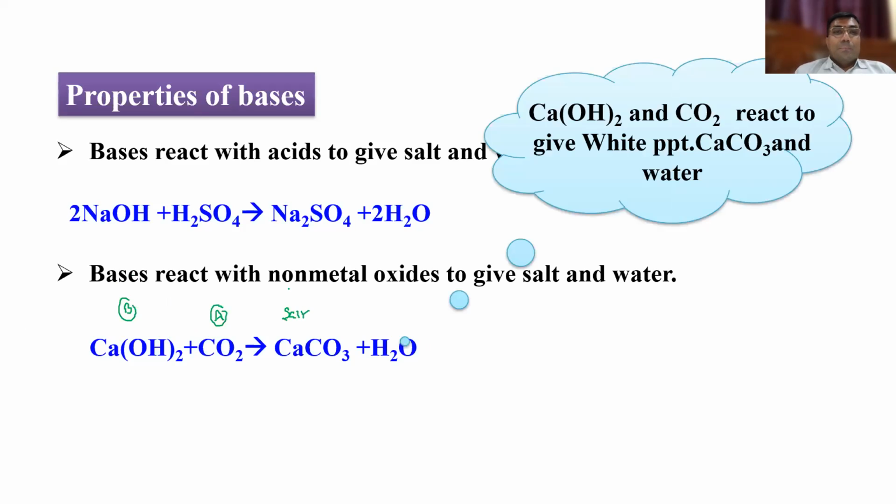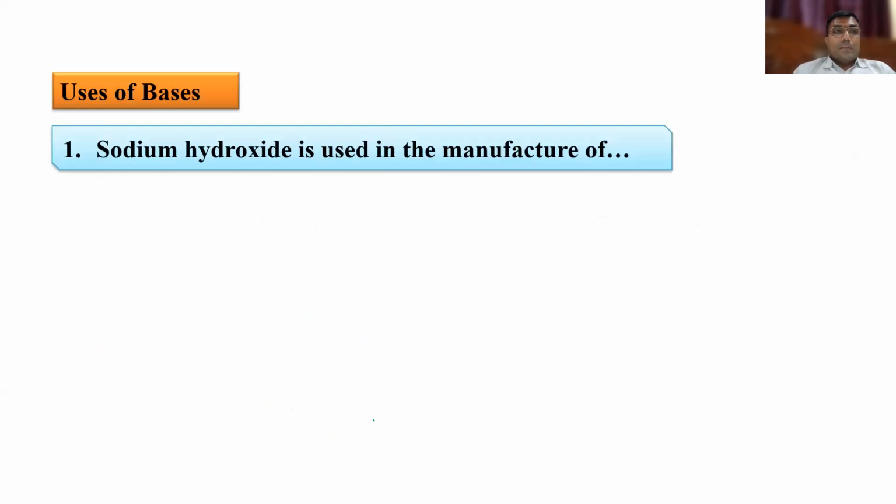The milky white precipitate is due to calcium carbonate. How will the milkiness disappear? Calcium carbonate adds with carbon dioxide plus water, and you get calcium bicarbonate. Excellent. Calcium bicarbonate. Very good, very important. This is asked many times in the board examination.